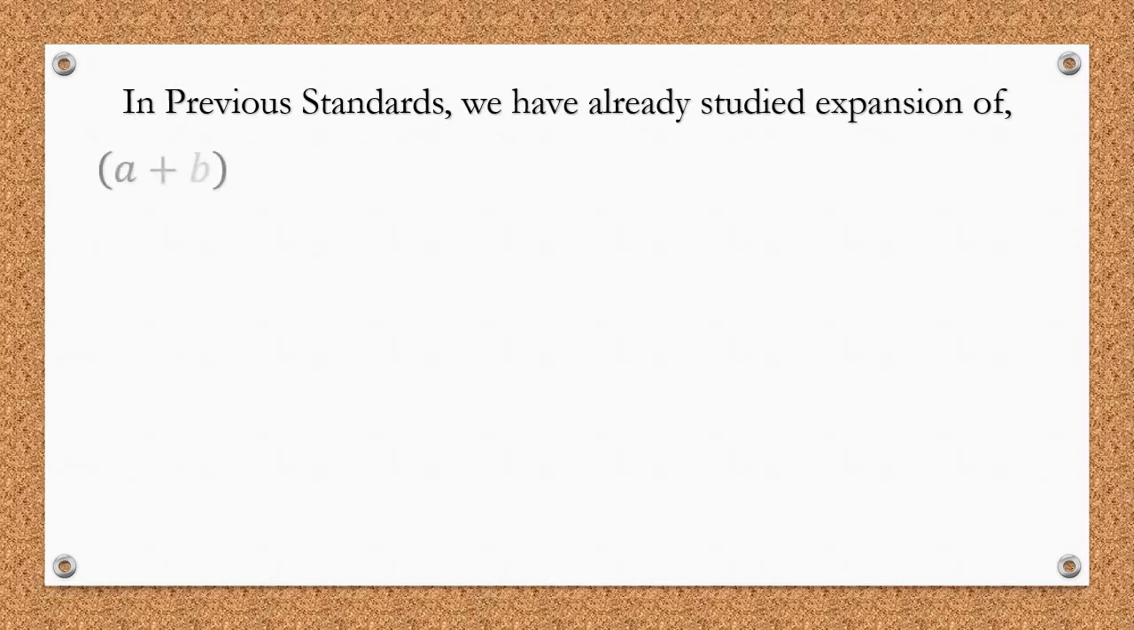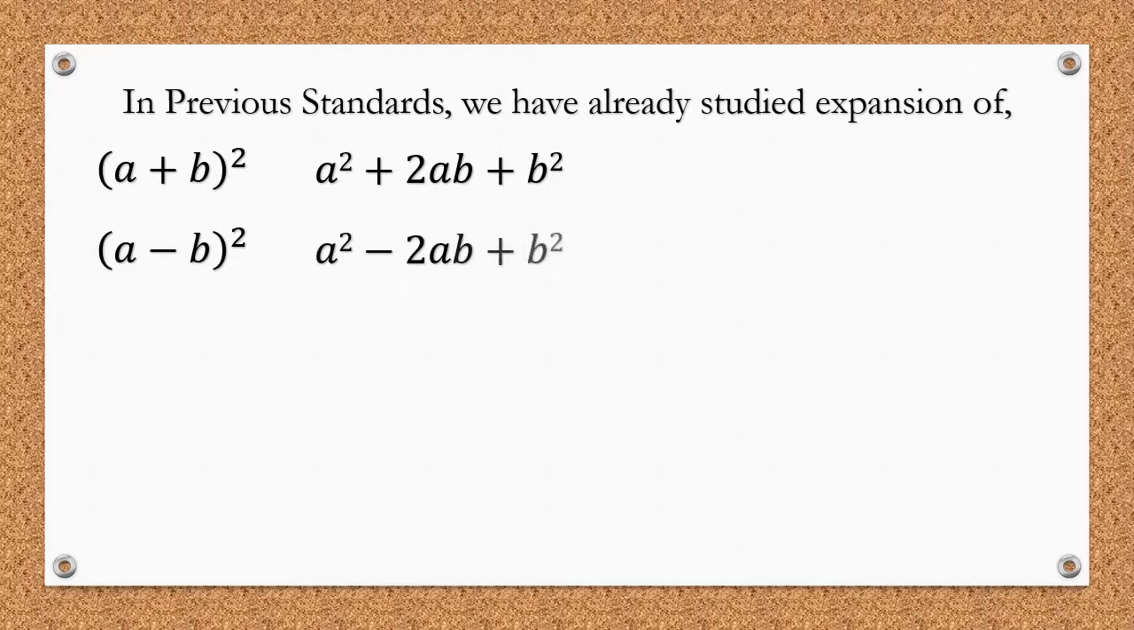Let's say a plus b whole square. Ring a bell? The answer here is a square plus 2ab plus b square. And if I change the sign to negative, it becomes a square minus 2ab plus b square. Then we also studied a plus b whole cube.